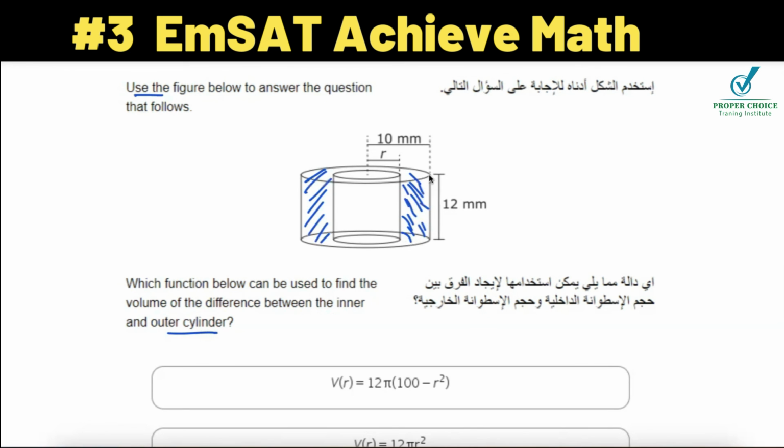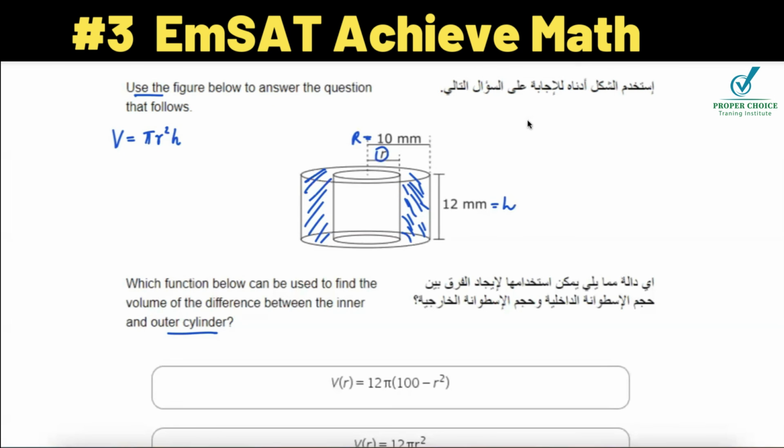Okay, so I just need to use the formula for the volume of the cylinder, which will be given to us. Volume of the cylinder is pi r square h, that is pi times radius square multiplied by h. We know that in this case height is 12. This is representing h for both cylinders. Outer cylinder radius, let me assign it as R. It's going to be 10 millimeters, and the inner cylinder radius is just r.